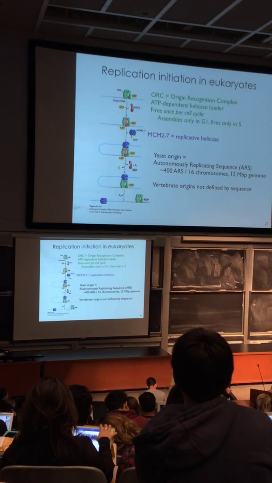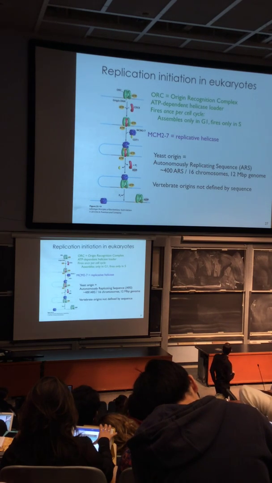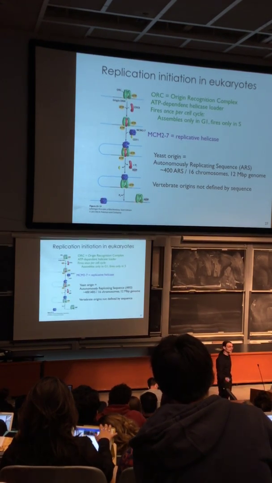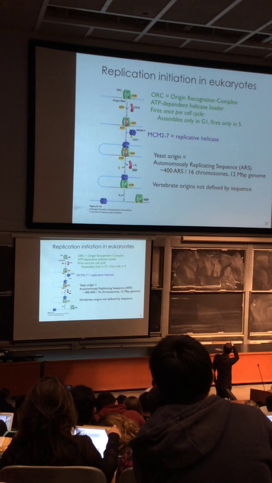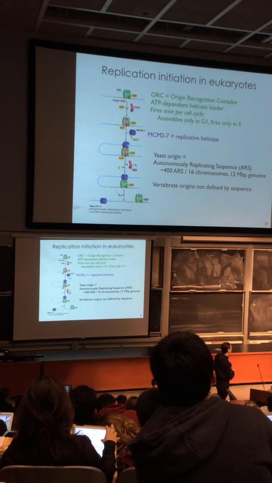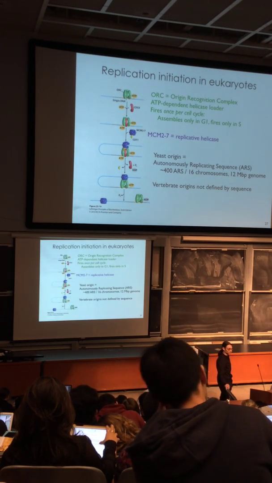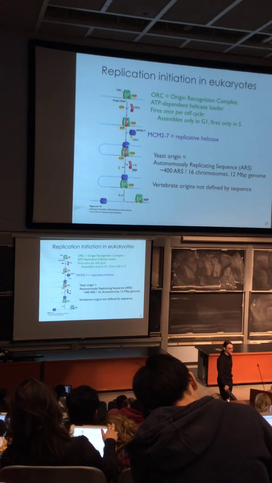So in yeast, there's a specific sequence motif that defines a yeast replication origin. It's called an autonomously replicating sequence, simply because if you put one of these sequences into a random piece of DNA and put it into a budding yeast, the budding yeast will copy that DNA as it enters S phase. So it allows the piece of DNA to be autonomously replicating in the cell. And there are about 400 of these ARS sequences across the 16 chromosomes, the 12 megabase genome of yeast. So obviously the number of ARSs per chromosome is much higher than in bacteria.